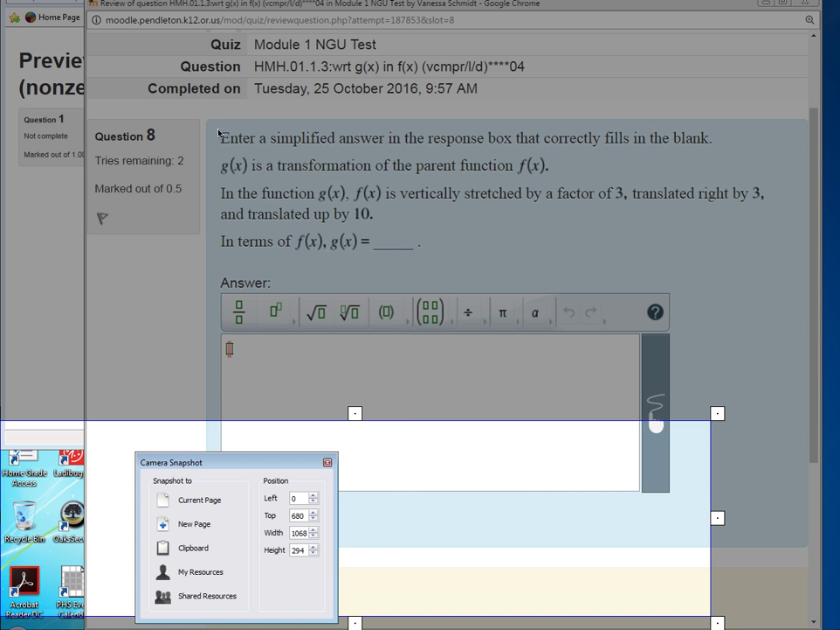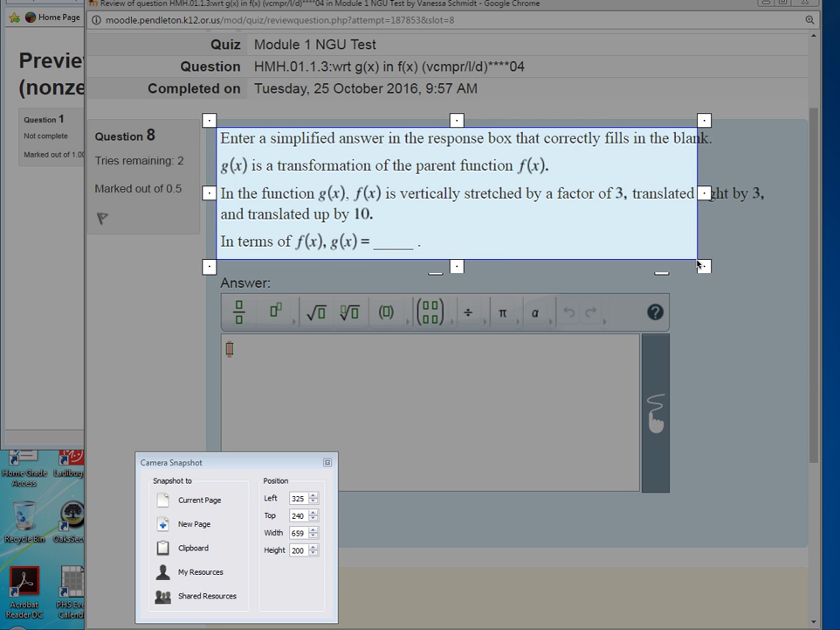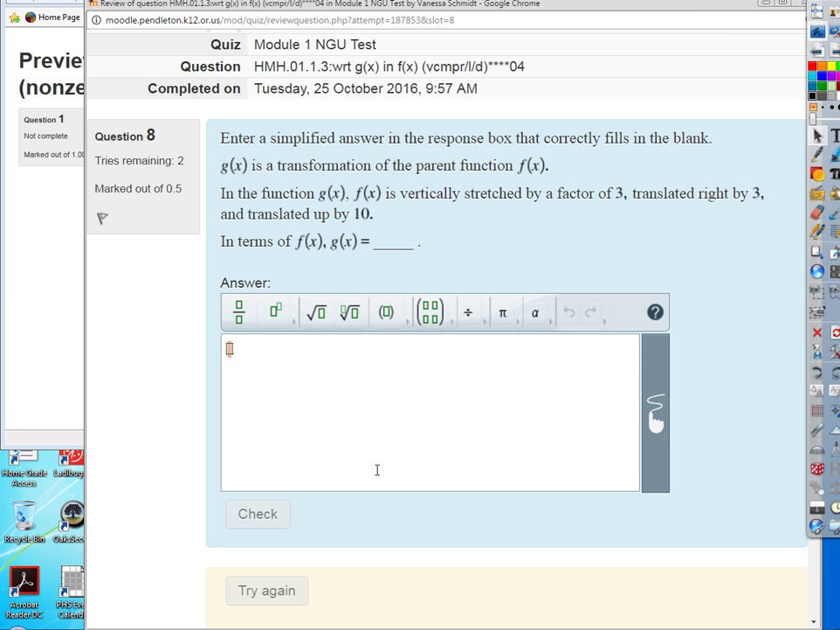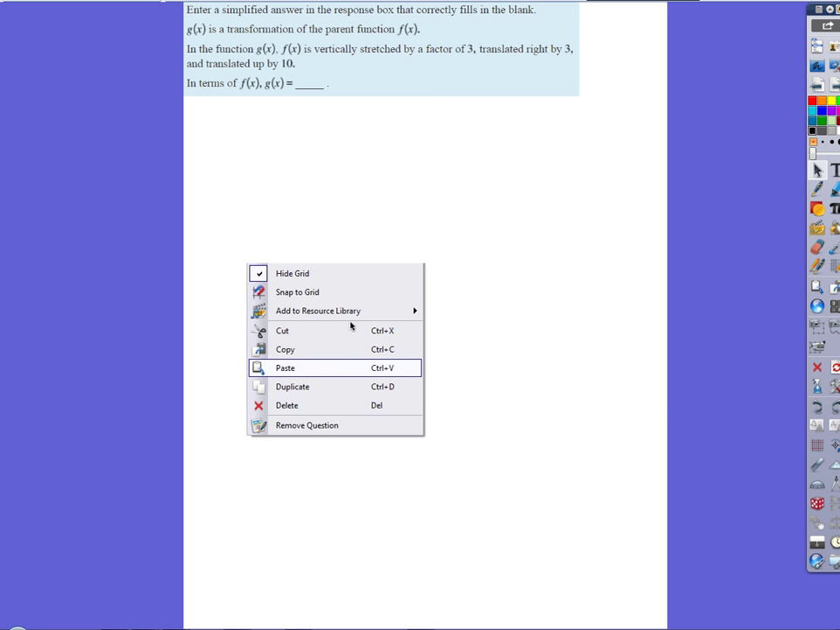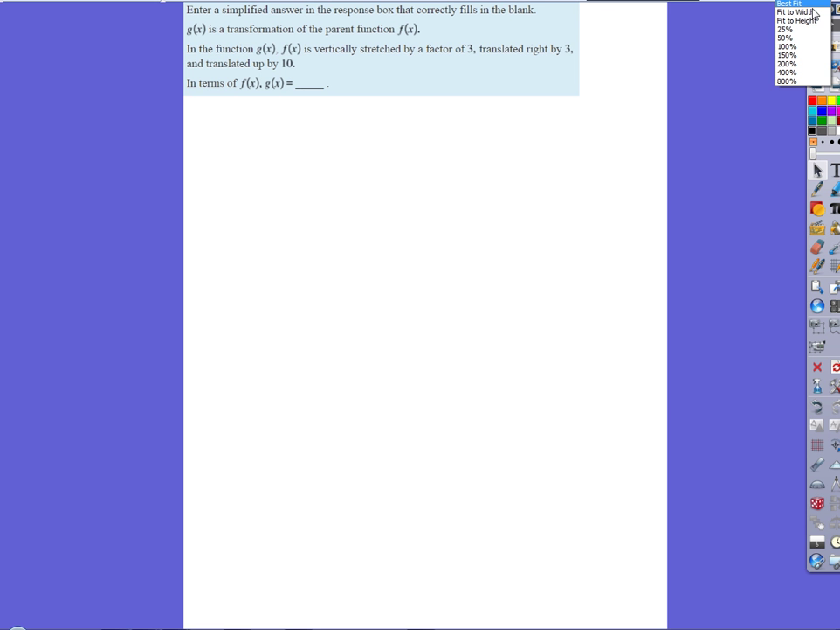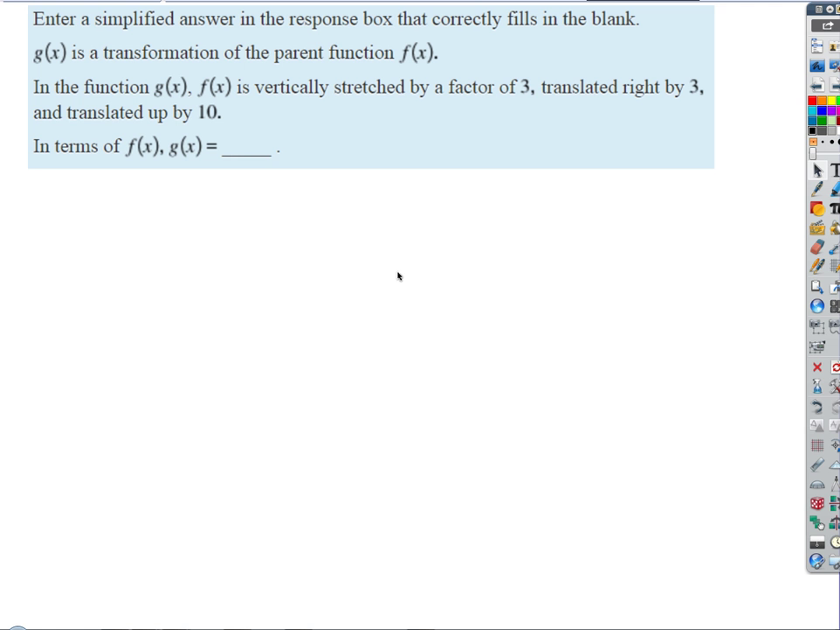Okay, so this is one where you've got to enter an answer. I want you to try this. You may, if you'd like, work with your neighbor on this a little bit, but I want to see if we can get an answer. All right, so here's the question. Take a second.